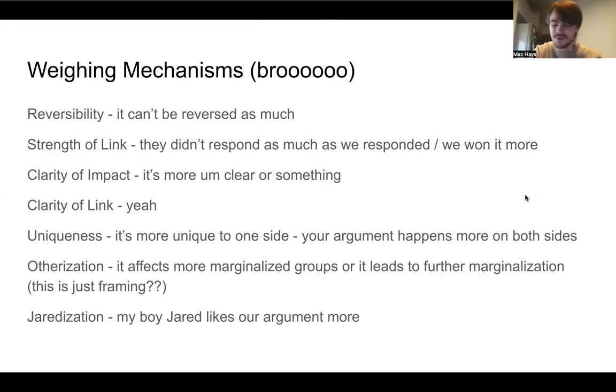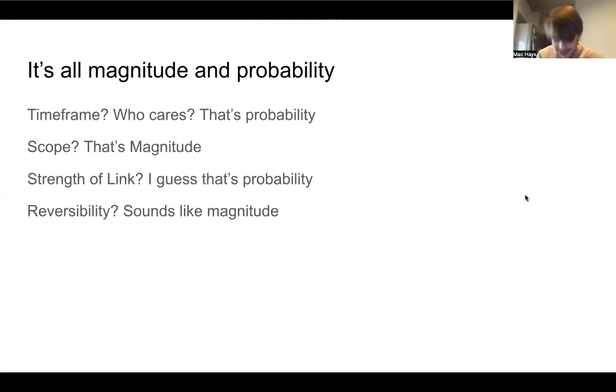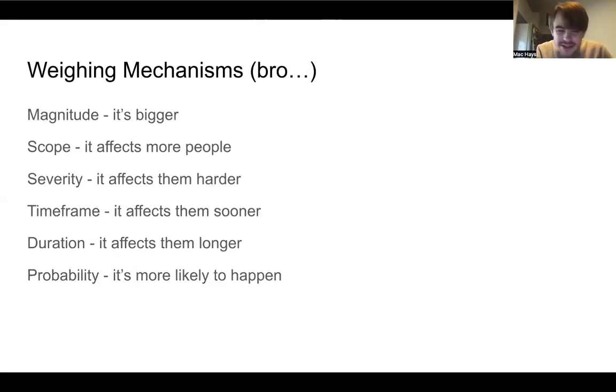So why do I have issues with weighing mechanisms? The first one is because it's really tough to know what some of these weighing mechanisms even mean or why they matter. Why they matter is the bigger one. Like, who cares if your argument comes quicker? Why is that a weighing mechanism in the first place?